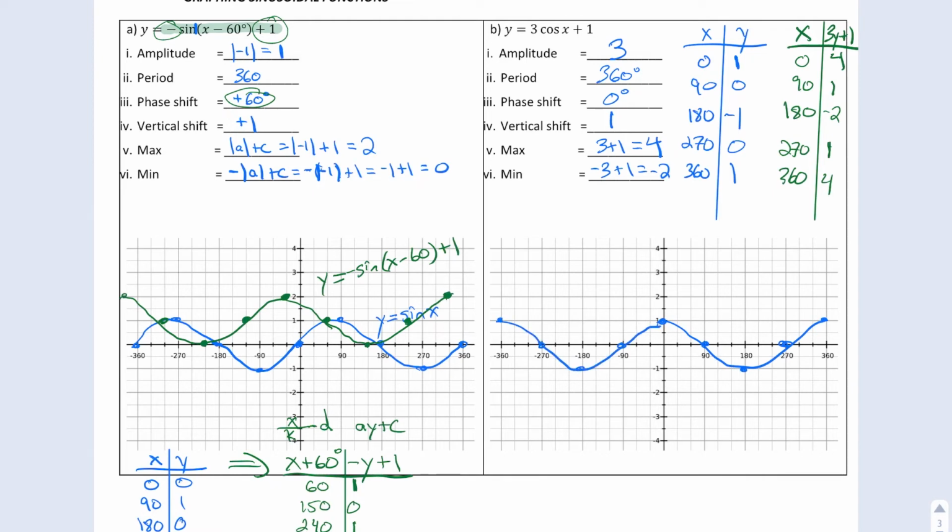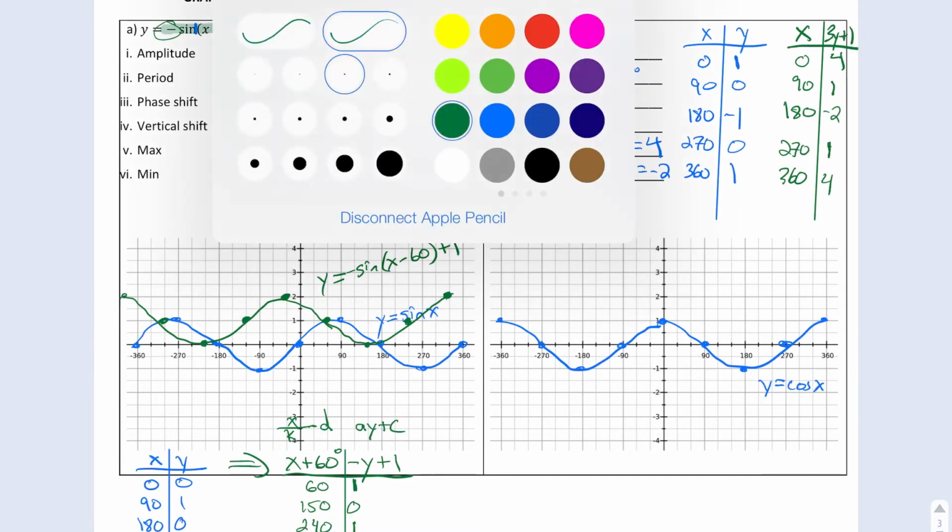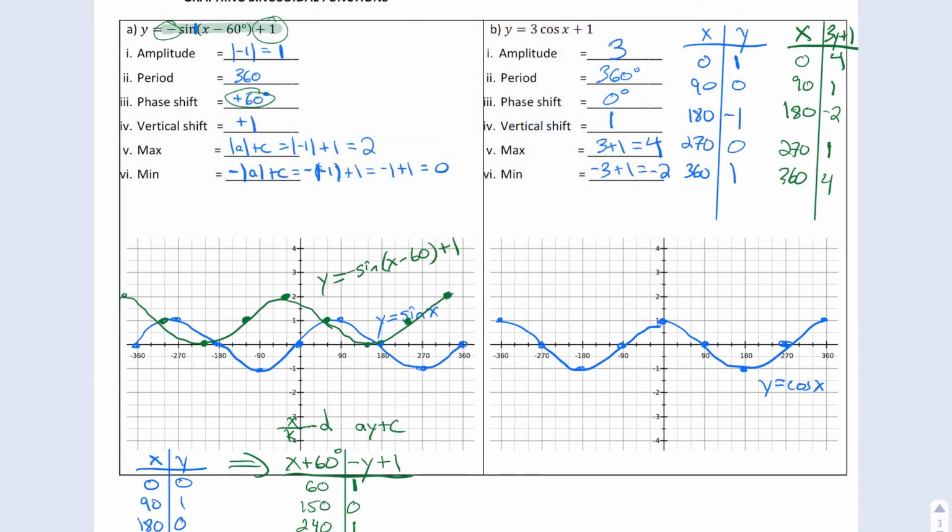So there's one cycle, like that. So that's y equals cos x. And doing the transform one, we're all the way up to 4, 90's at 1, and we're down to negative 2, 1, and back up. So I try to make it a curve here. So I continue this pattern.